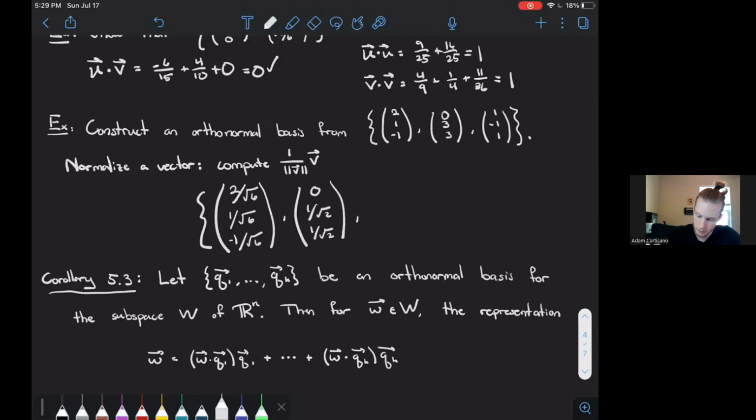And then the last one, the dot product of this thing with itself is 3. So square root of 3 is what we're dividing through by. 1 over root 3, negative 1 over root 3, 1 over root 3.